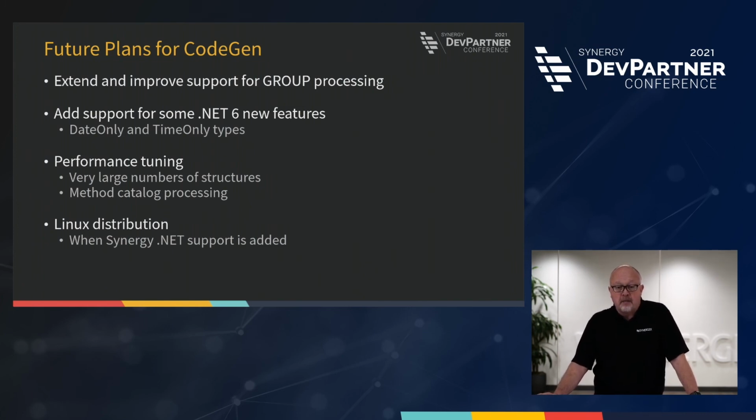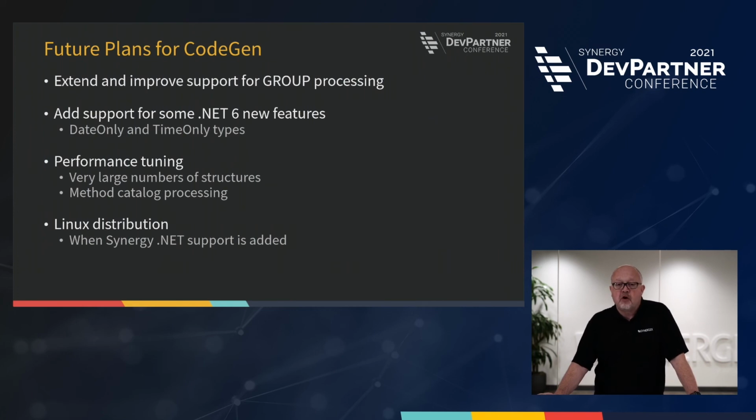We'll also be adding support for some .NET 6 specific features as we go through and do our .NET 6 extensions for the Synergy language. We're learning about new things like, for example, .NET 6 finally has data types that allow you to represent date only and time only and things like that. So we'll have some work to do to keep up with those latest things.